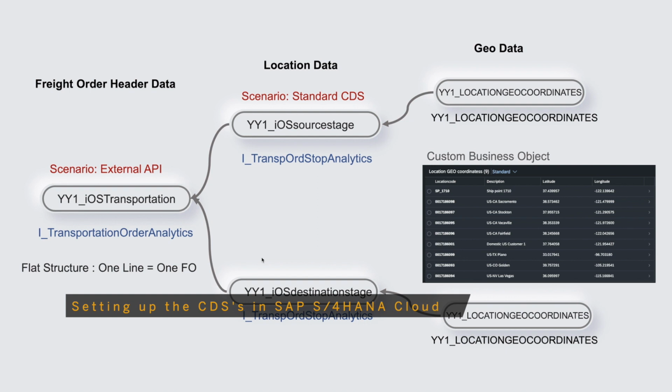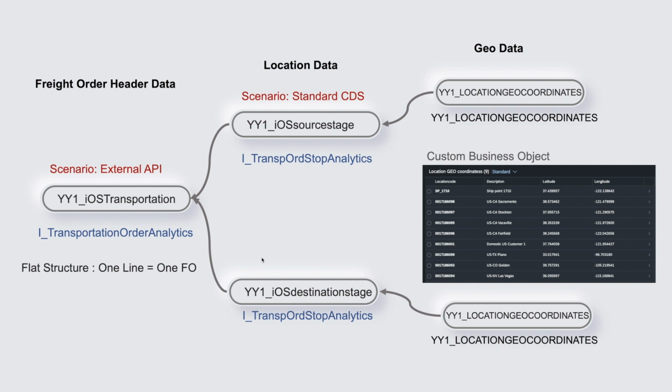All right, so before we jump into the system, let me just quickly explain to you what was done in the SAP S/4HANA Cloud backend to make this scenario hang together. So obviously we've built a hierarchy of custom CDSs. There's a couple of levels of CDSs that culminate with this one here, YY1_iOS transportation, which is a custom CDS, obviously, that is going to be exposed to the outside world.